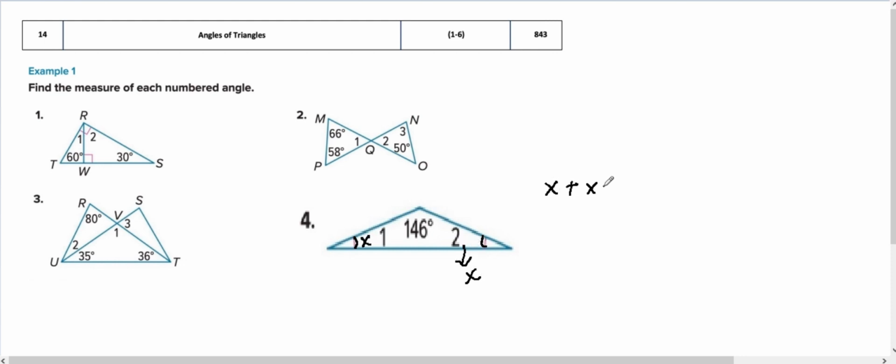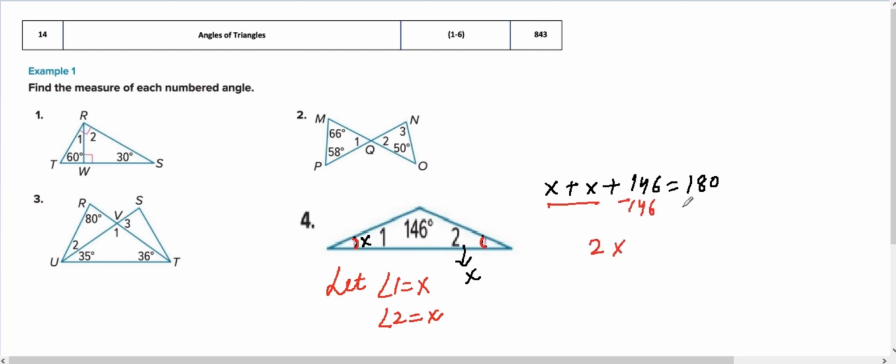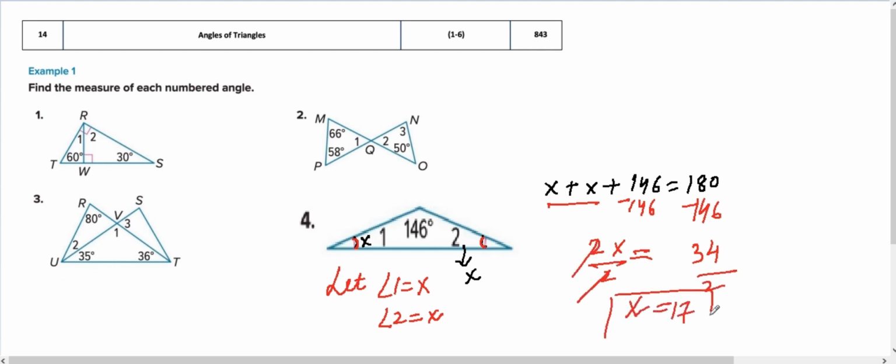So add all the angles. x plus 146 is equal to 180 degrees. Because here they have given the red mark, that means these two angles are equal. So if angle 1 is x, then angle 2 will also be x. So x plus x is 2x, and minus 146 on both sides, we are left with 34. Divide by 2, so x is equal to 34 divided by 2, 17. So therefore angles 1 and 2 are 17, 17. So this is also 17 and this is also 17 degrees. So question number 4 is done.